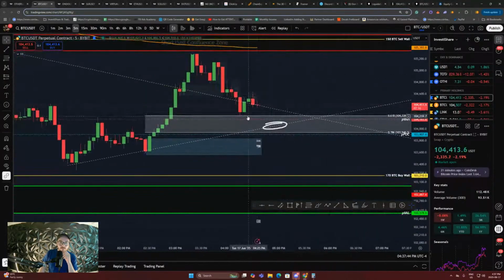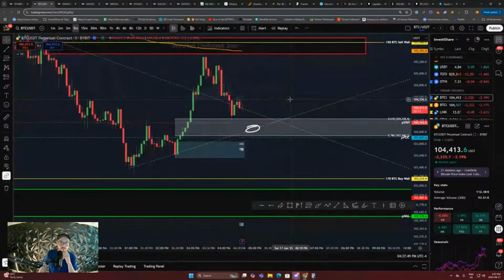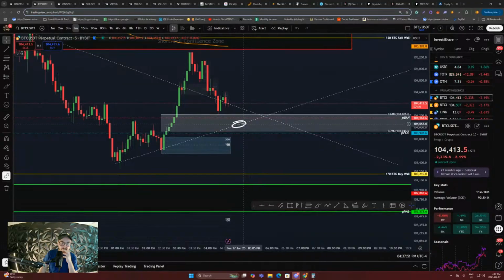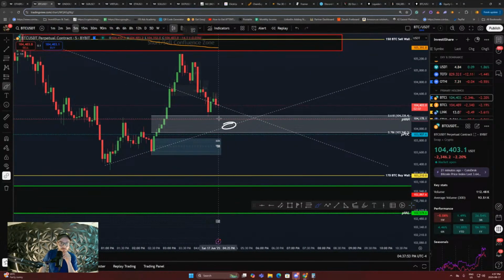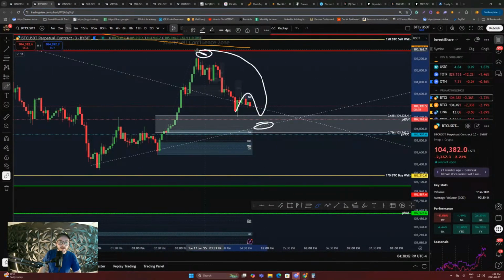Okay. So we got a 5-minute pullback. Nice. Let's get that lower low. We're coming to that confluence zone. Let's get that internal change of character. Let's look at the 3-minute for that. Then we can target these local highs.